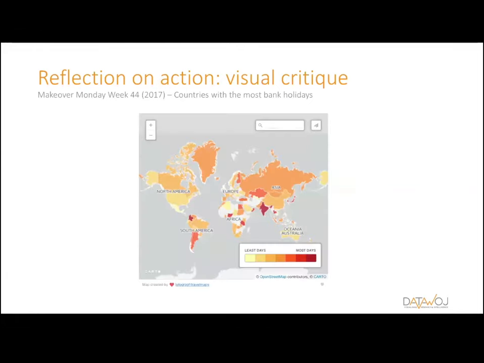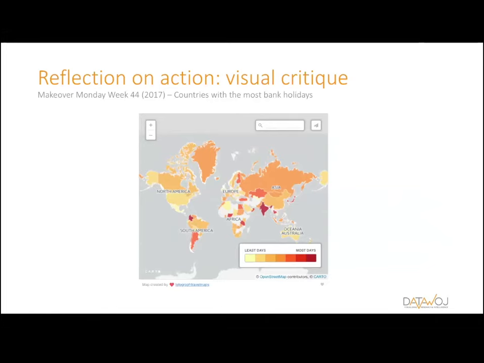So here, for example, is Makeover Monday from week 44 last year. It's looking at the countries with the most public holidays. It's a filled map. And I can see straight away that India, for example, stands out as having a high number of public holidays. So what do I like about it? I really like the colour palette. I find it quite engaging, and I find the filled map quite familiar because I can recognise the countries. But what would I change about it?